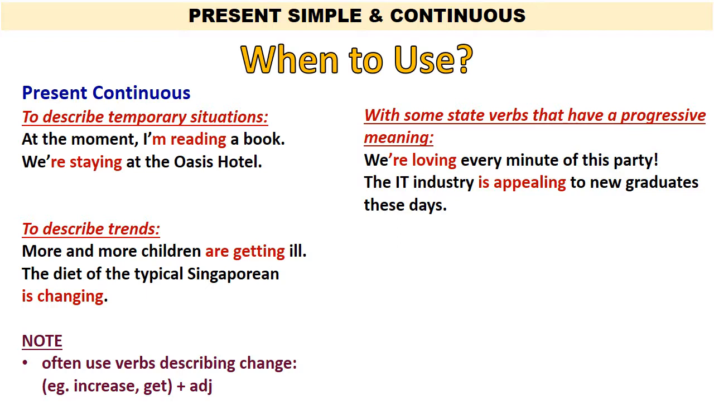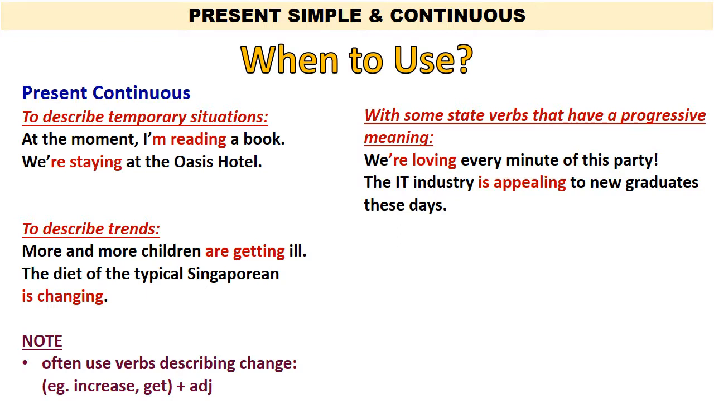Now, what about the present continuous? When do we use this tense? First of all, we use the present continuous to describe a temporary situation. For example, at the moment, I'm reading a book. Another example, we're staying at the Oasis Hotel, temporarily.